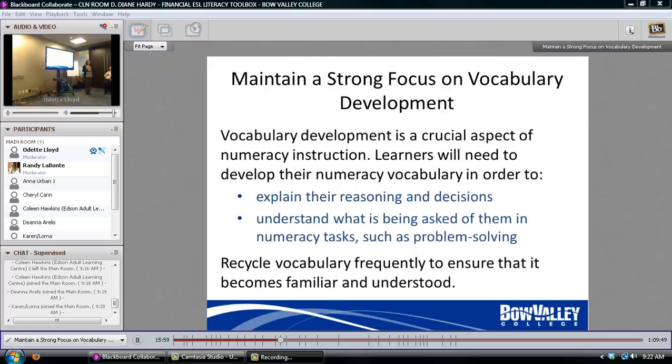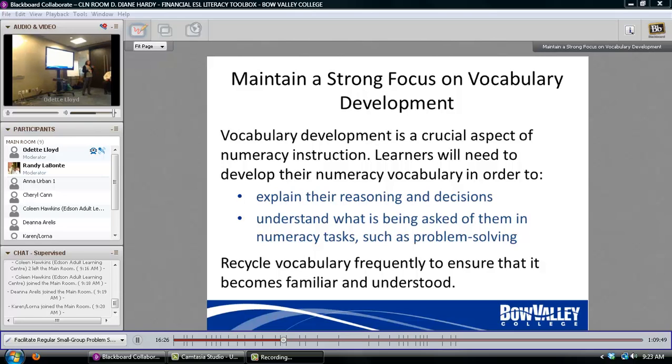Which leads us into the fact that we maintain a very strong focus on vocabulary development. And what we really want them to do is critical thinking. So we want them to be able to explain their reasoning and their decisions. We want them to understand what's being asked of them. So we do a lot with word problems and problem-solving tasks. And we try to recycle the vocabulary frequently to ensure that it becomes familiar and understood.